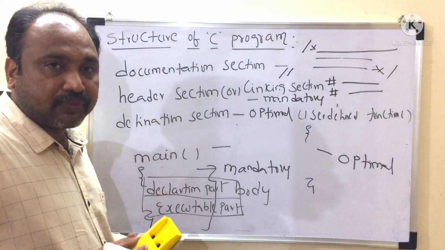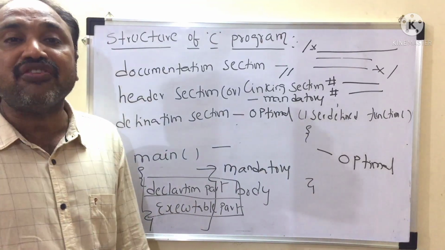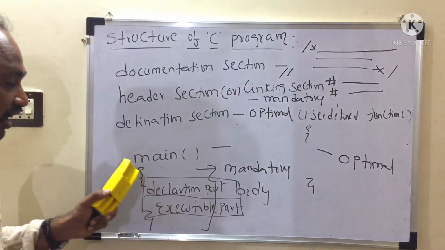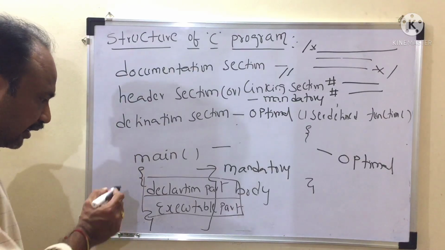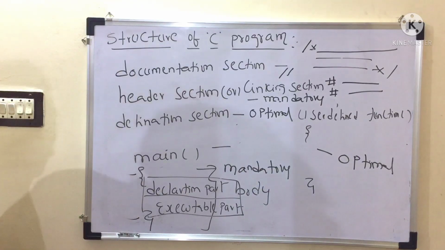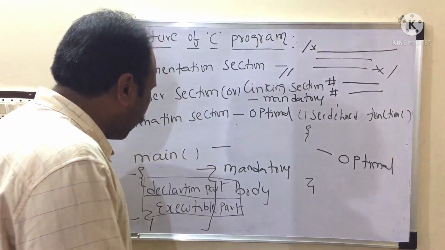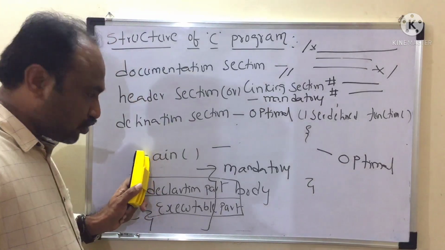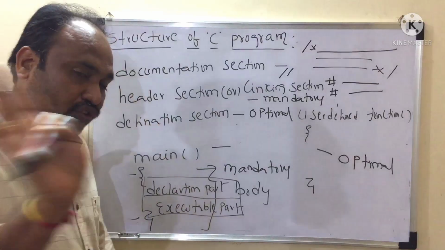Coming to the main program: every C program requires a main function. Main is used to specify where our program starts and where our program ends. My program is starting here, and my program is ending here. To specify the entry and exit point of the program, we use main. So main is compulsory. Can we write two main functions? No.